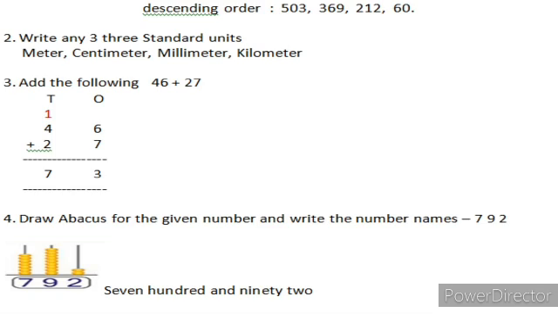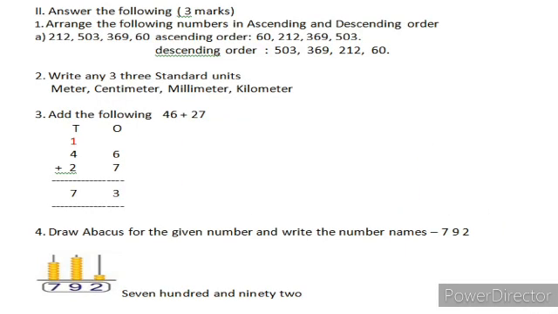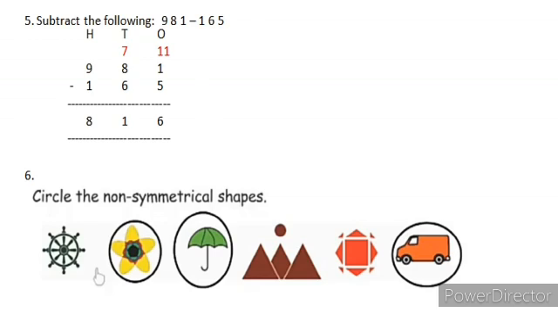Now we have to write the number name. S-E-V-E-N, 7. H-U-N-D-R-E-D, 100. A-N-D, and. N-I-N-E-T-Y, 90. T-W-O, 2. Question number 5. Subtract the following.